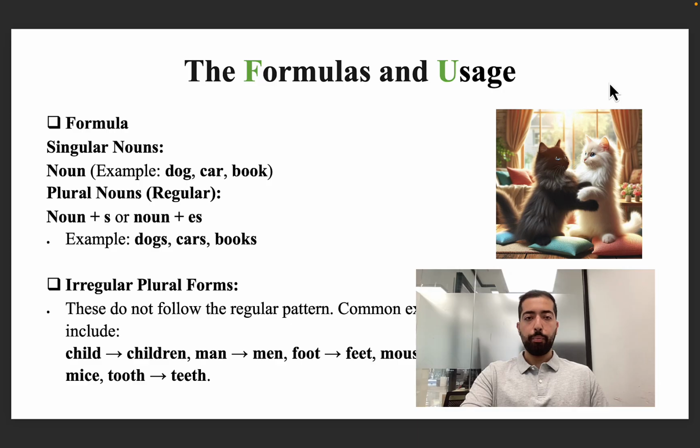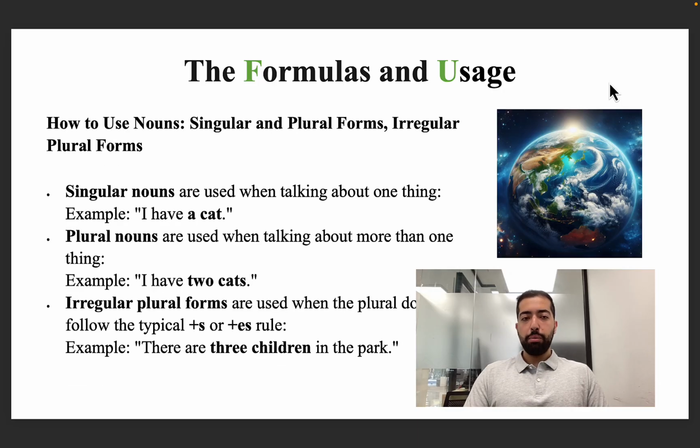Let's continue. Singular nouns are used when talking about one thing. You remember, yeah? For example, I have a cat. Plural nouns are used when talking about more than one thing. For example, I have two cats. We add an s to the cat. Our singular noun is now plural. And for irregular plural forms, we change the word. For example, there are 3 children in the park. We can't say there are 3 childs in the park, right?